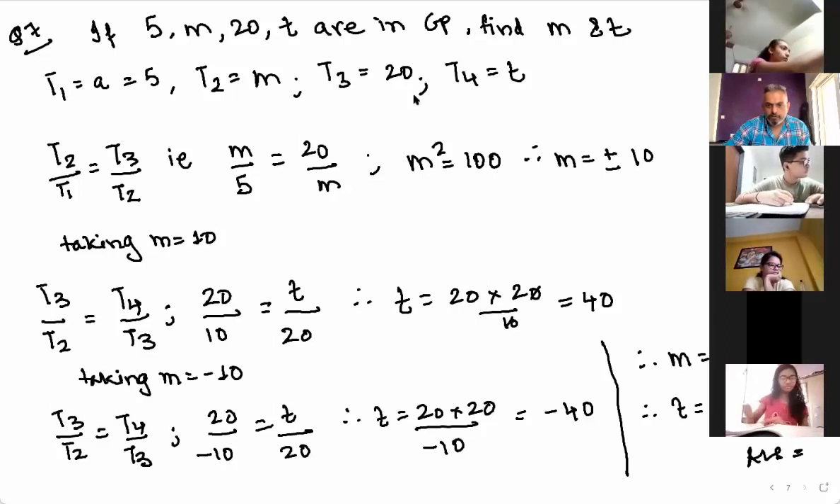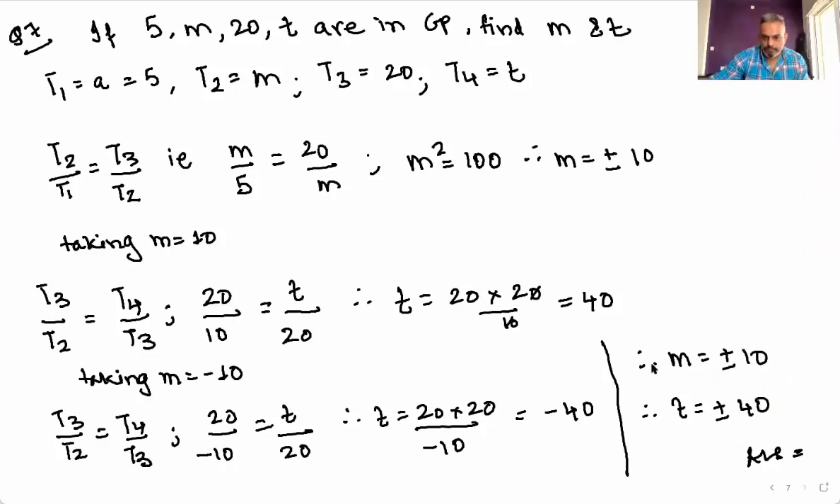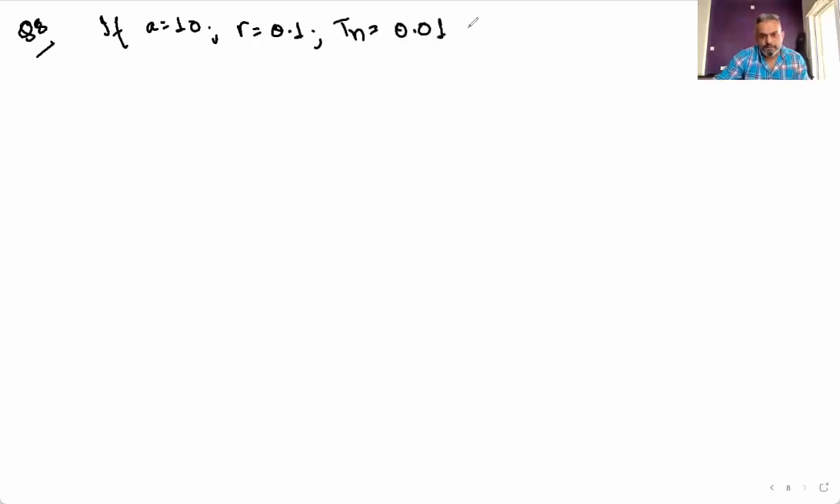Understood, all of you? Go to the next sum. Now, 8. For a given GP, if A is equal to 10, R is equal to 0.1, Tn is equal to 0.01, find n.